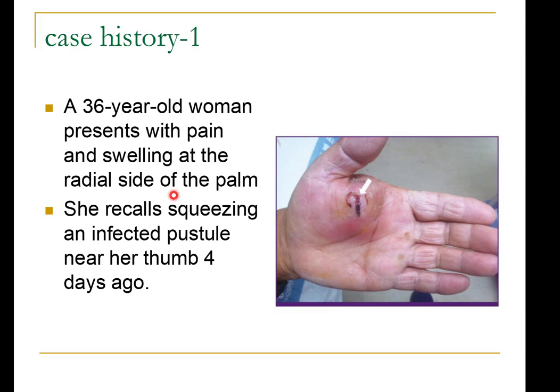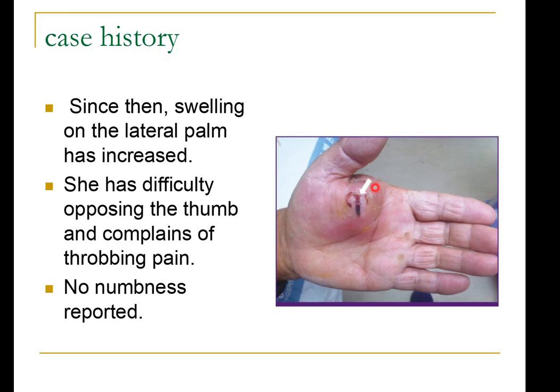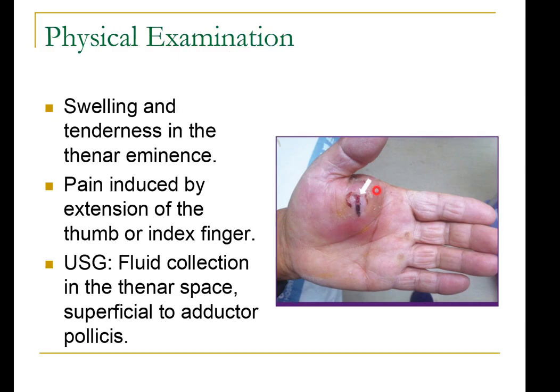Coming to the first case history, a 36-year-old woman presents with pain and swelling at the radial side of the palm. She recalls squeezing an infected pustule near a thumb 4 days ago. Since then, there was a swelling on the lateral palm which has increased and she has difficulty in opposing the thumb and also complains of throbbing pain. There is no numbness reported.